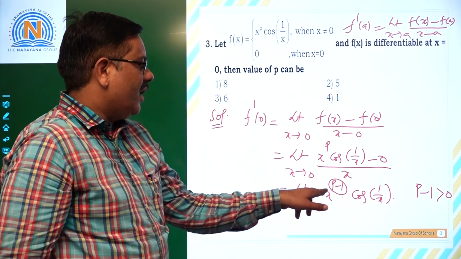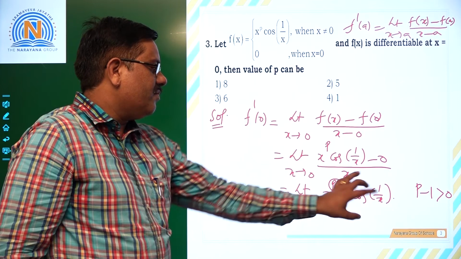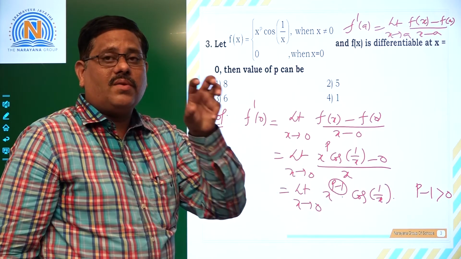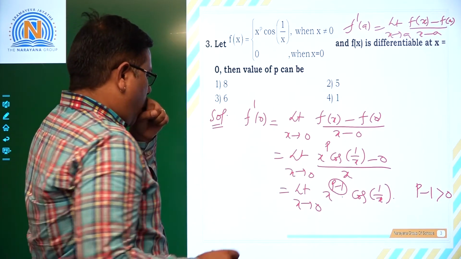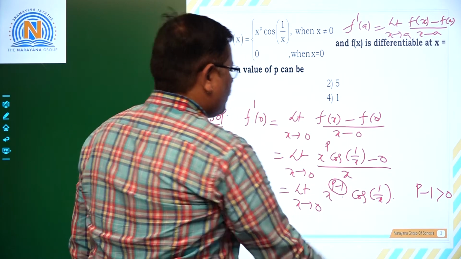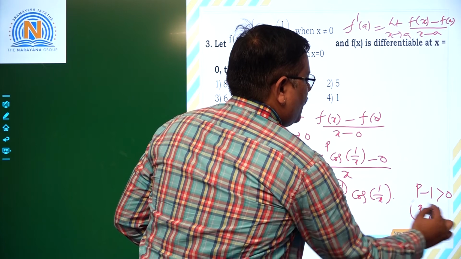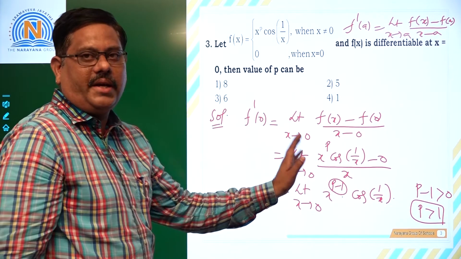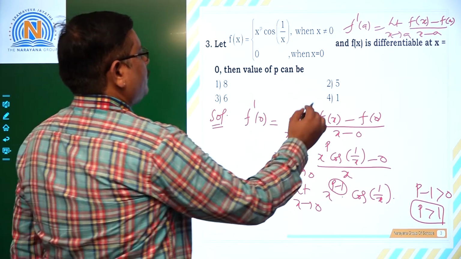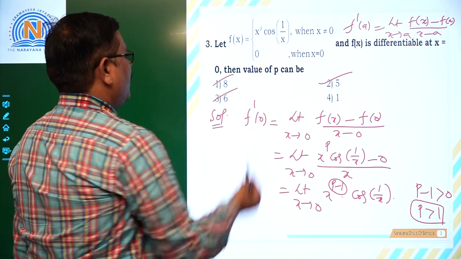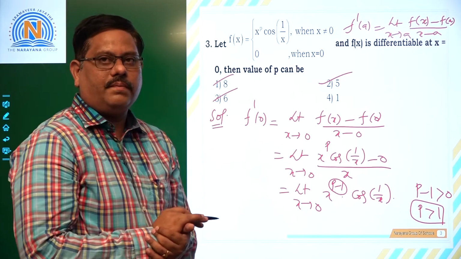Then only we have some x tending to 0 times some bounded value. Cos 1 by x is a bounded value. 0 times that bounded value is 0. So p must be more than 1. For p more than 1, it is 2. Take this. p more than 1 means all 3 options, 1, 2 as well as 3. That is the right option.